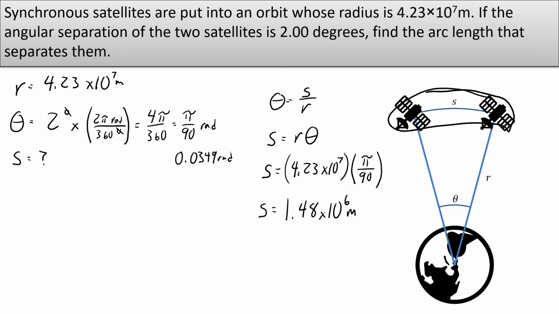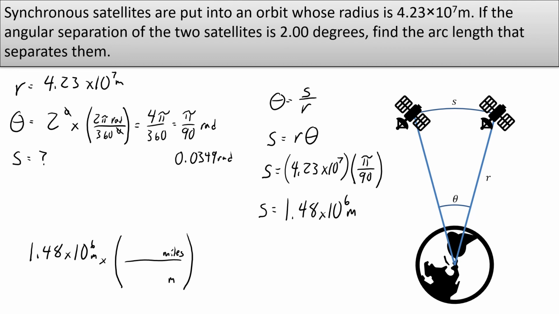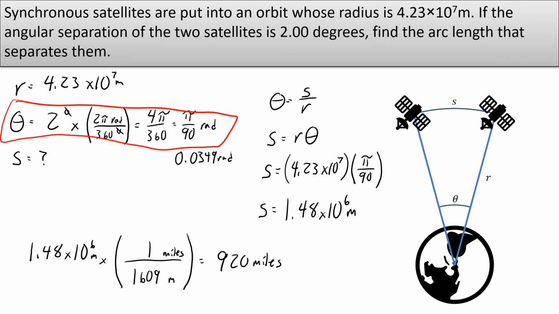That's pretty far. How far in miles is that, I wonder? Well, there's about 1609 meters in 1 mile. So when you do the division, 1.48 times 10 to the 6 divided by 1609, you get about 920 miles. A little less than that, 918, something like that. So that's pretty far apart. Nice. All right, so the key there is make sure that your angle is in radians when using the arc length formula. Don't forget.